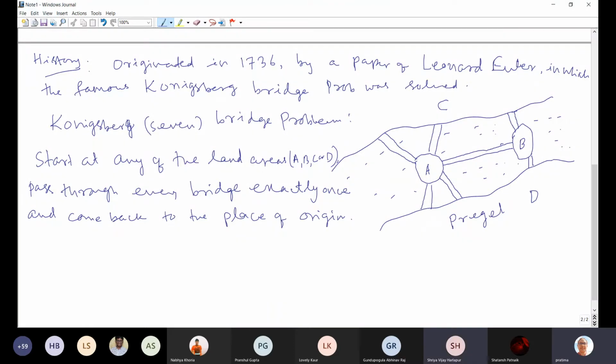No, ma'am, it's not possible. It's an odd number of bridges, right? Yes, ma'am, that's why it's not possible. Suppose you start from a point, you exit and you come back, you'll need 2 bridges, so even sets of bridges.